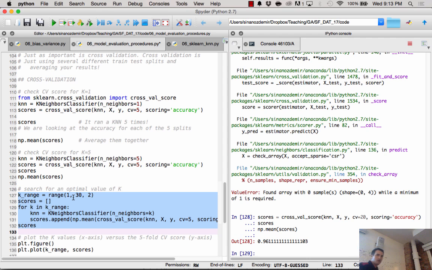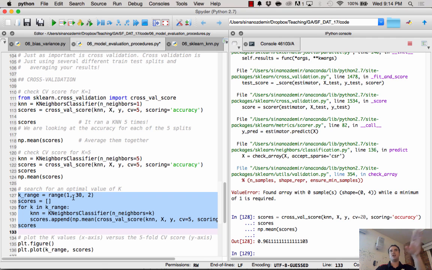Pop quiz. How many times total will K-neighbors classifier run? Ozzy? Say it again? 15? Who agrees? Who disagrees? This is me raising my hand because I disagree. Why do you say 15? I mean K-neighbors classifiers. How many times does the actual single model K-neighbors classifier run?